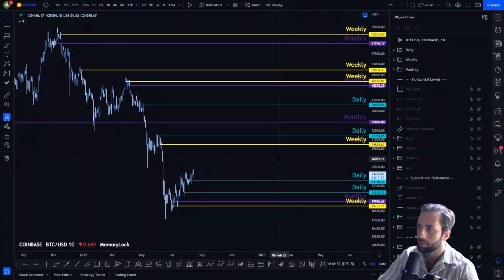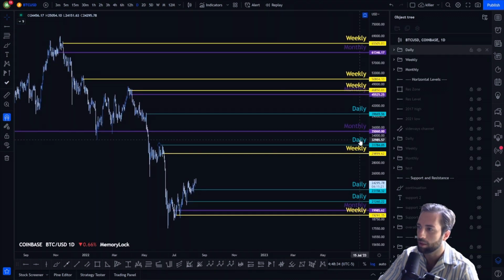And so now, as we can see, between our daily, weekly, and monthly levels, we have all of our support and resistance zones marked out. These levels here can act as a very good basis for your confluence and other tools that you add to your chart.